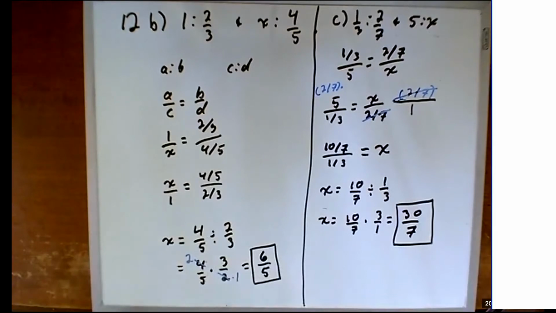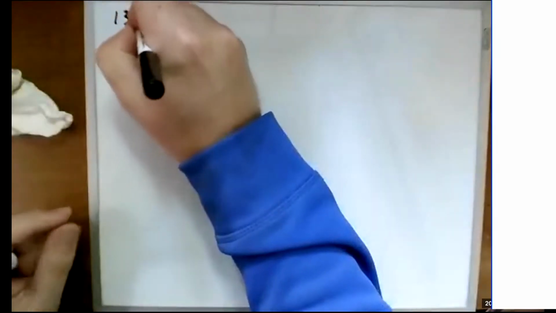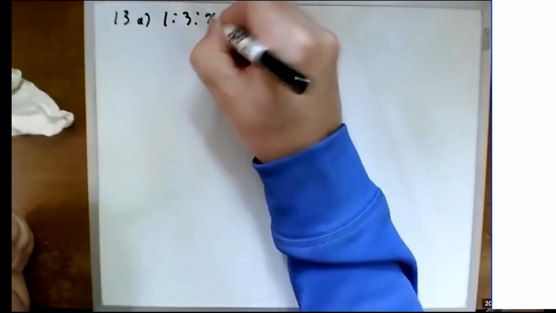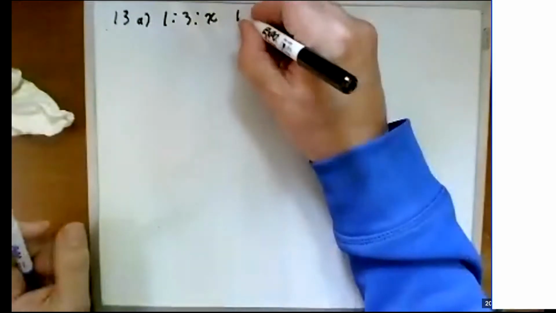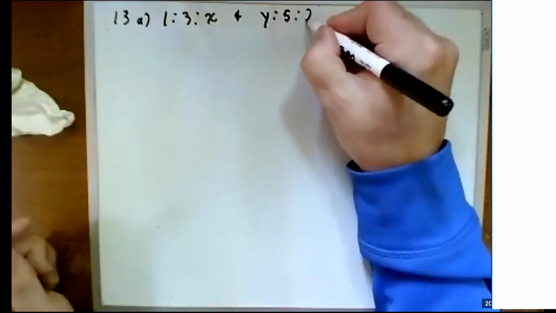This is the basic process. I'm going to take a look at a few more examples with this. Now we're going to be getting into stuff that's going to start to look much more like the geometry questions end up looking. Let me just pull up these questions again. So I'm going to start with 13A from the homework set in fractions. So this is question 13A, and it is asking 1 to 3 to x and y to 5 to 2.